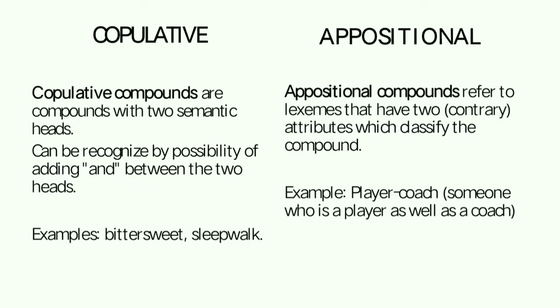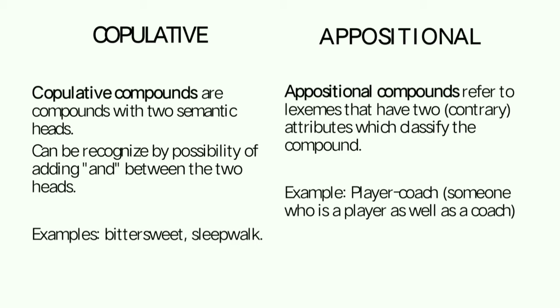Third is copulative compound. Copulative compounds are compounds with two semantic heads, can be recognized by the possibility of adding "and" between the two heads. Kata gabungan kopulatif, yaitu kata gabungan dengan dua kepala semantik yang dapat dikenali dengan kemungkinan menambahkan dan di antara kedua kepala. For example, bittersweet and sleepwalk. We can add "and" between bitter and sweet.